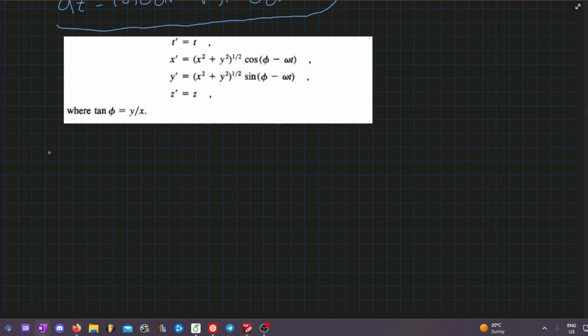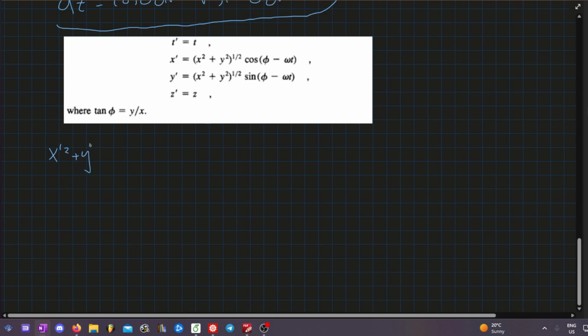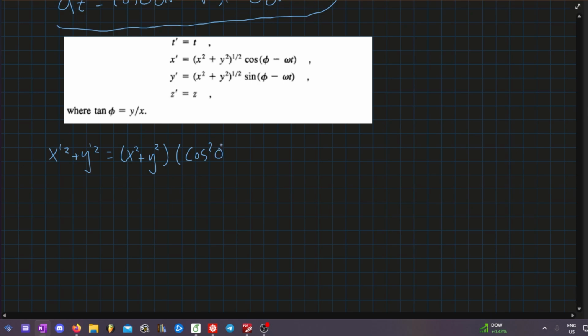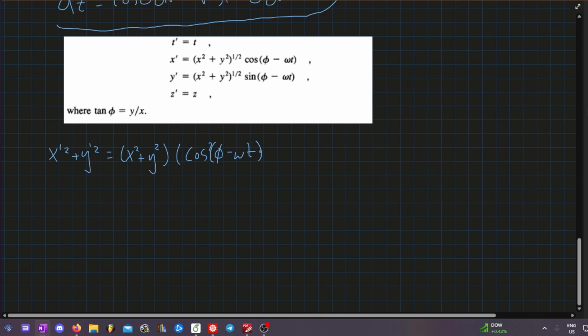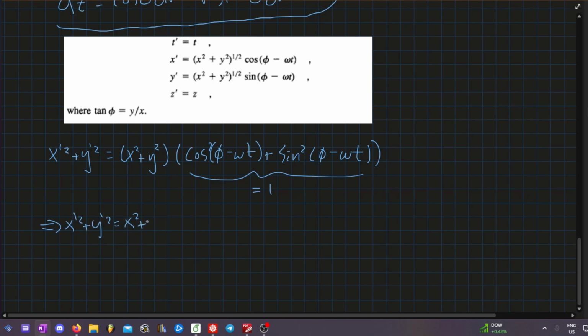So we can start by thinking about x prime squared plus y prime squared and what that's going to give us. And so we're going to get x squared plus y squared out front on both terms. The square root goes away because of the squares. And then cos squared of phi minus omega t plus sine squared of phi minus omega t. But the inside of these brackets is just 1. So we get our first useful relation that x prime squared plus y prime squared equals x squared plus y squared.